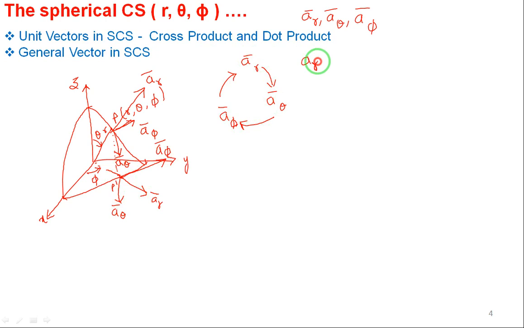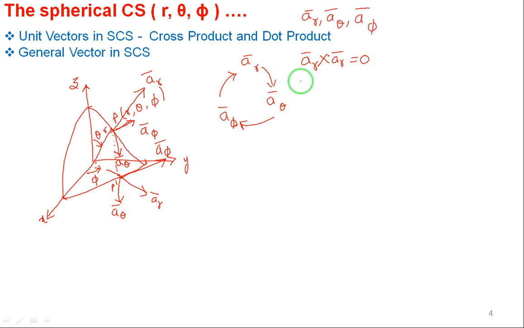So I will write only for one: AR cross AR is equal to 0. Similarly for the others, A theta cross A theta is 0, A phi cross A phi is 0, because they are parallel vectors. Sine 0 is 0.